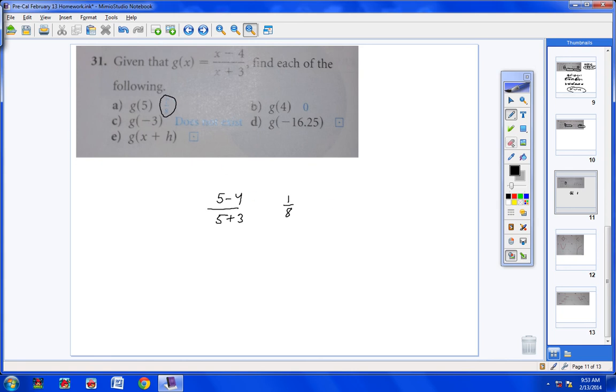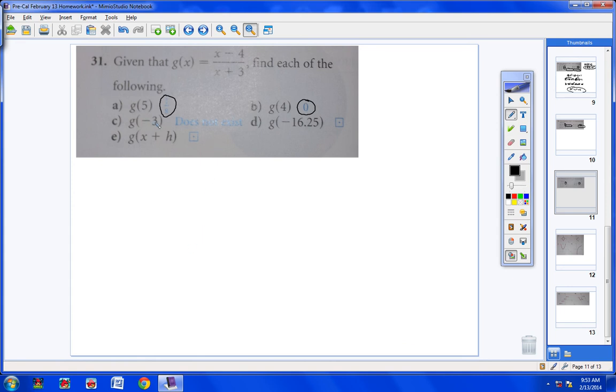All right, let's try letter B. We're putting in 4 for x. So 4 minus 4 over 4 plus 3. That would give you 0 over 7. And you're allowed to have a 0 in the numerator. That's fine. 0 divided by 7 is just 0. What you're not allowed to have is a 0 in the denominator. You can never divide by 0.